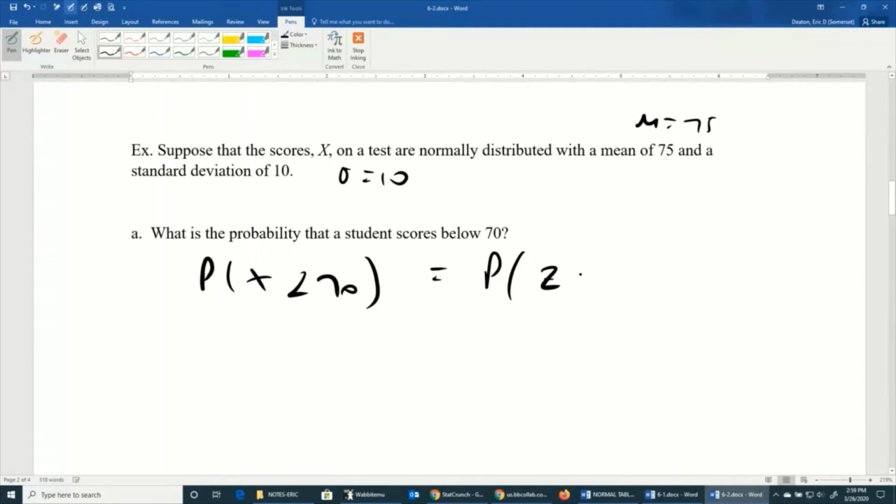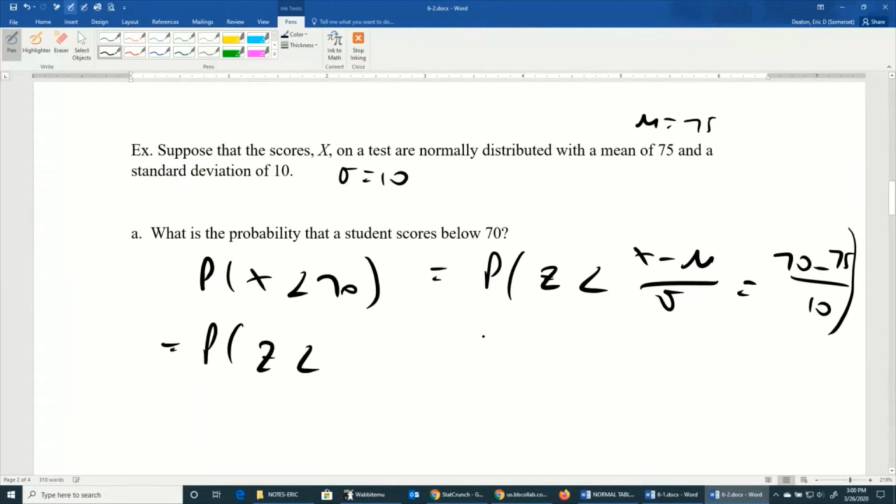So what I would do then is, I'm going to do it like this once, and from now on I'm just going to do it to the side. What you do is you use the conversion formula. X is, by the way, 70. Mean is 75. And standard deviation is 10. And so that's going to be the probability that z is less than 70 minus 75, which is negative 5 over 10, which is the probability that z is less than negative 0.50.